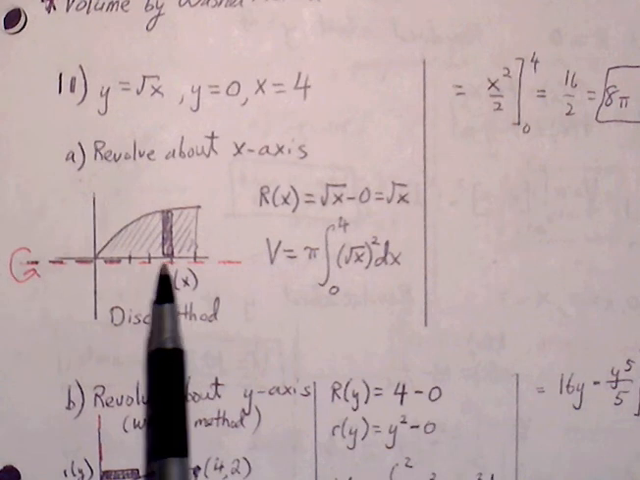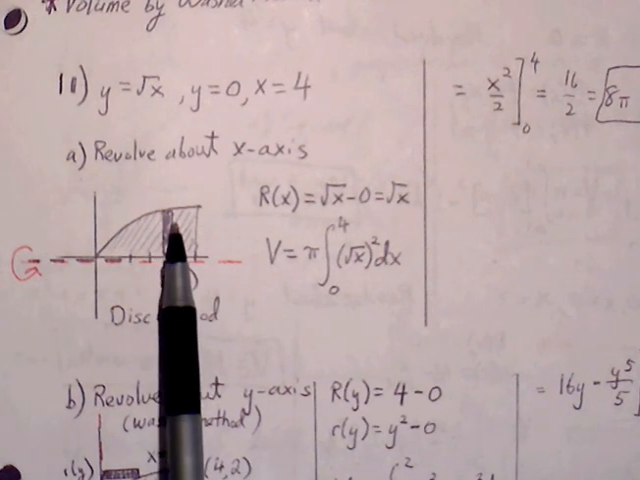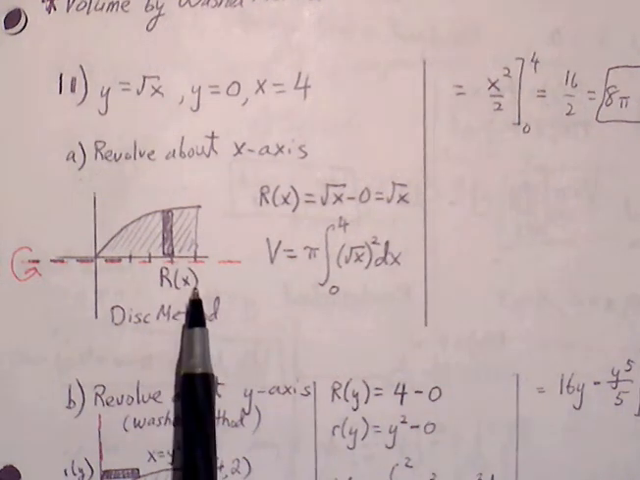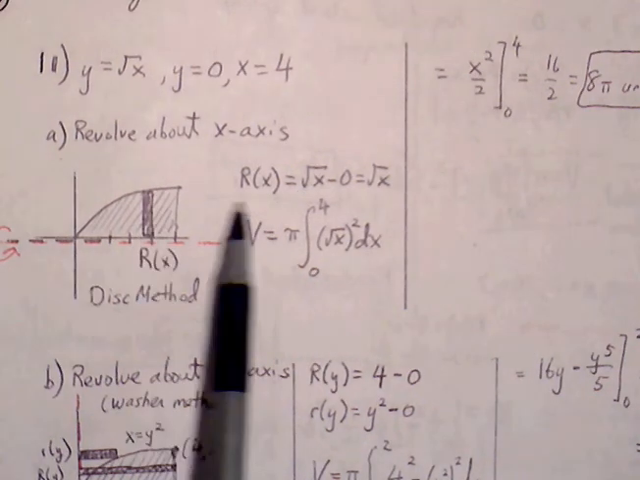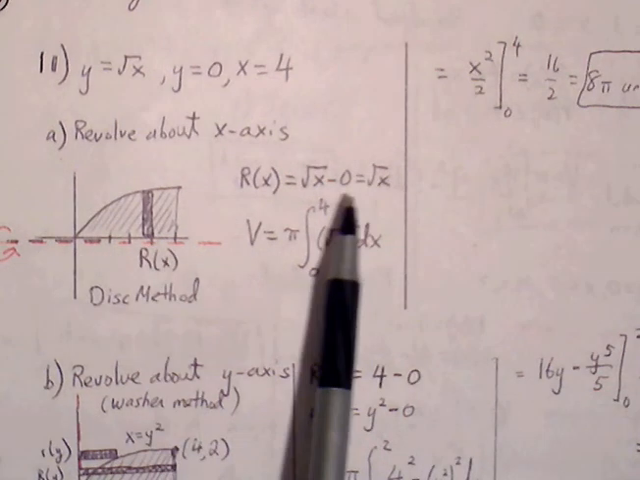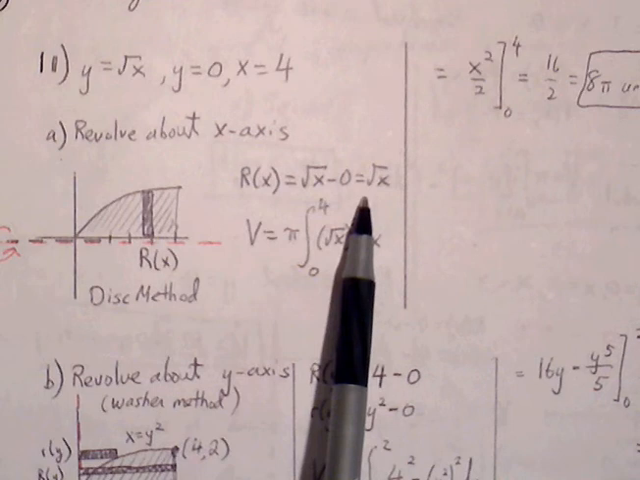So in this method, we start on the axis, we draw to our graph or curve, and there's only need for one radius. So we do top minus bottom. Top of the graph is square root of x. Bottom of the graph is at 0, so square root of x minus 0 is simply square root of x. Everything is in terms of x because we're dealing in terms of top minus bottom.